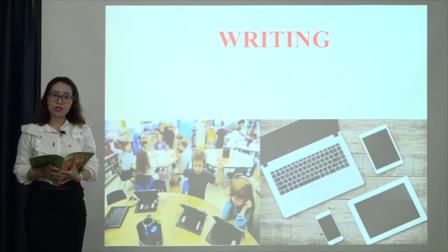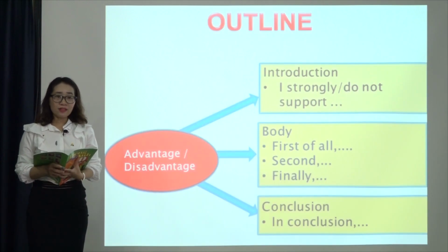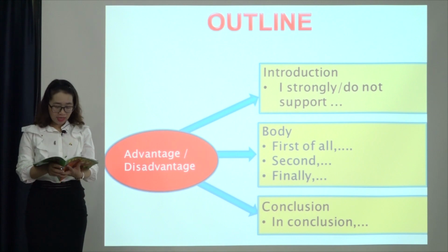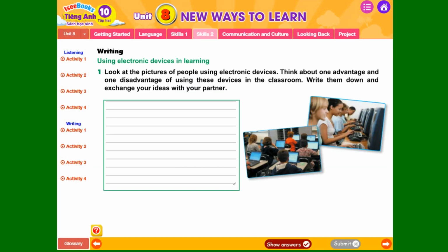Now we come to the main part of writing today, writing a paragraph based on the outline I provided before. Writing: using electronic devices in learning. 1. Look at the pictures of people using electronic devices. Think about one advantage and one disadvantage of using these devices in the classroom. Write them down and exchange your ideas with your partner.